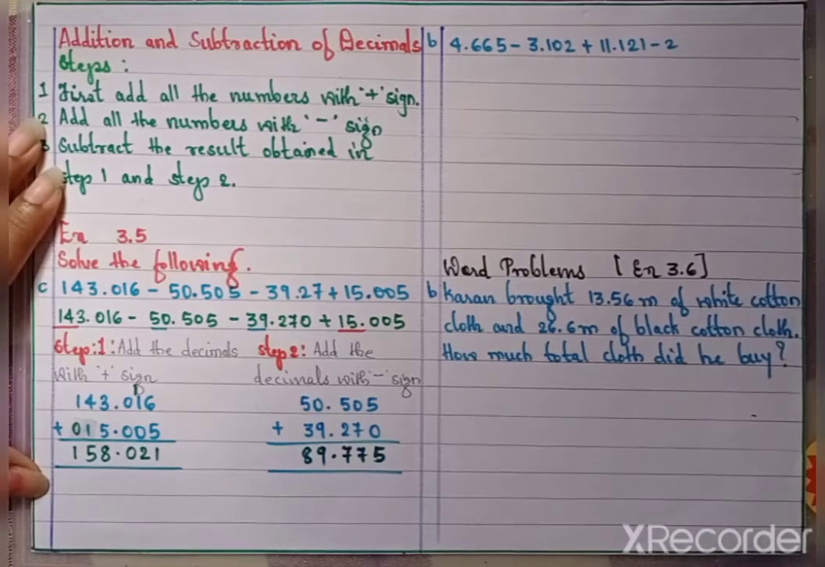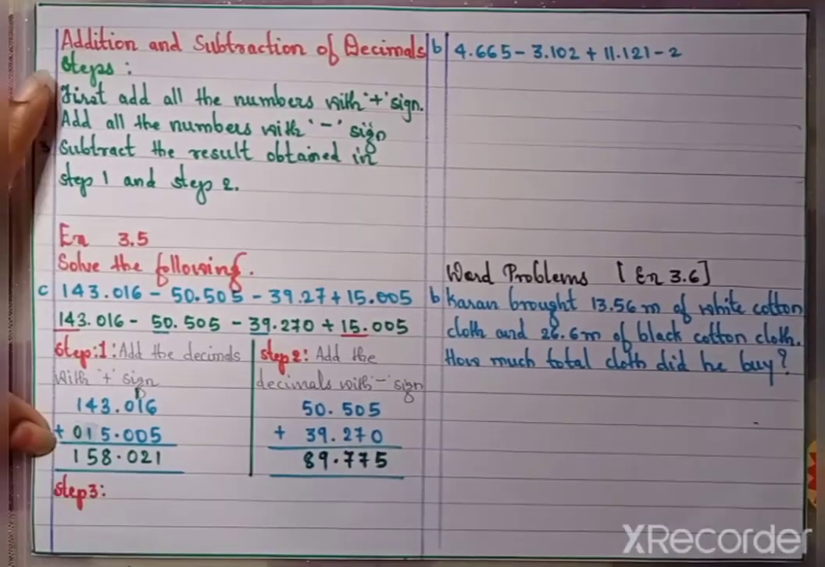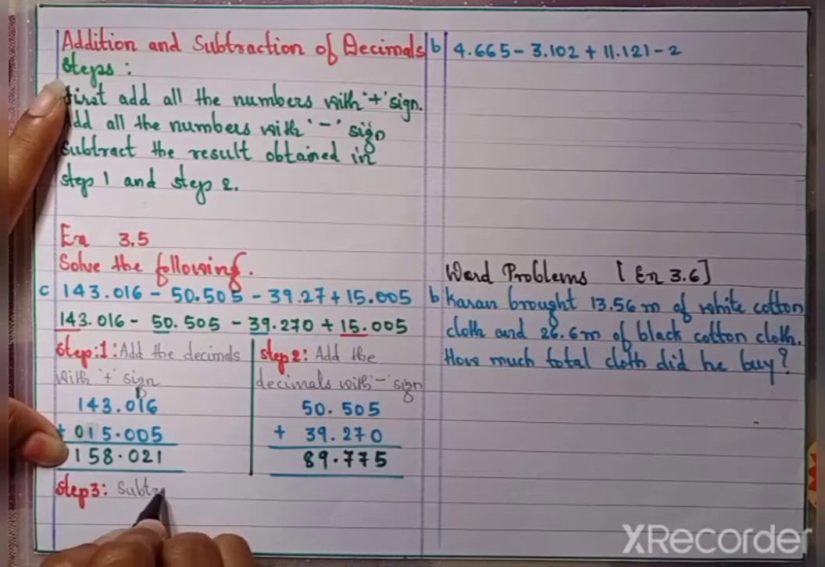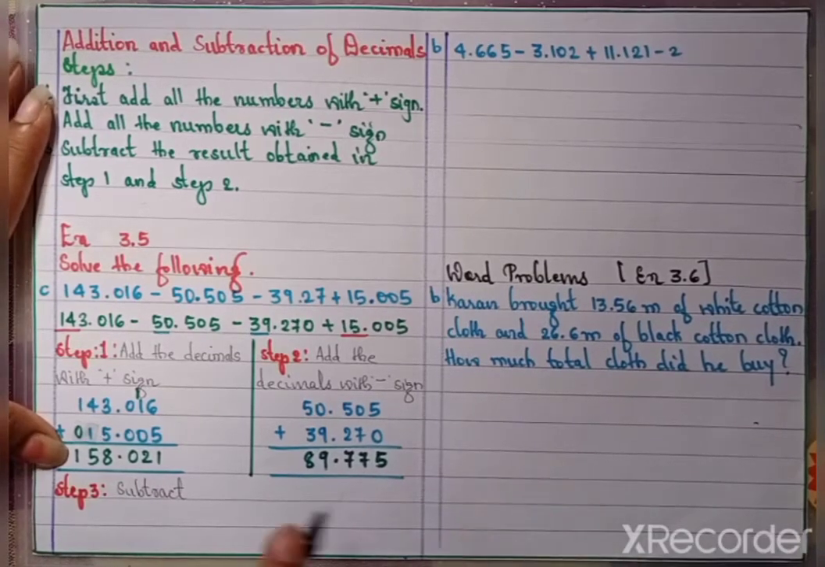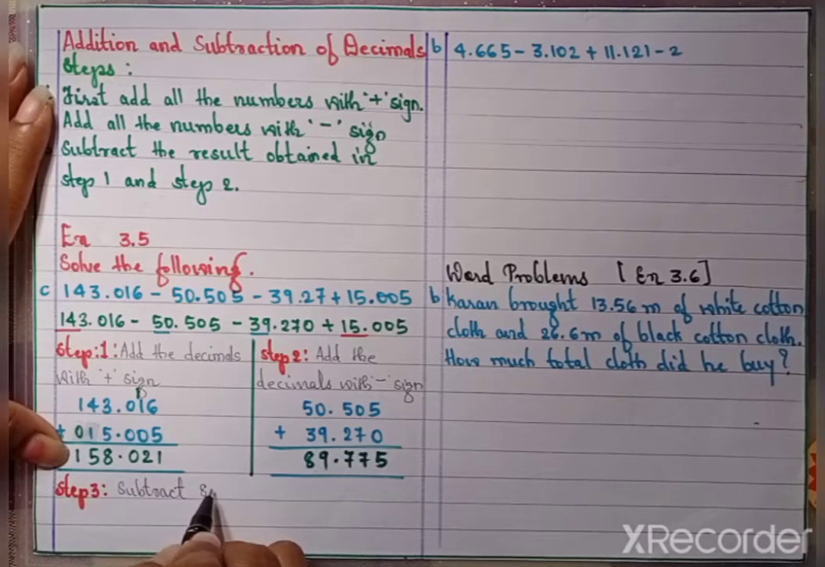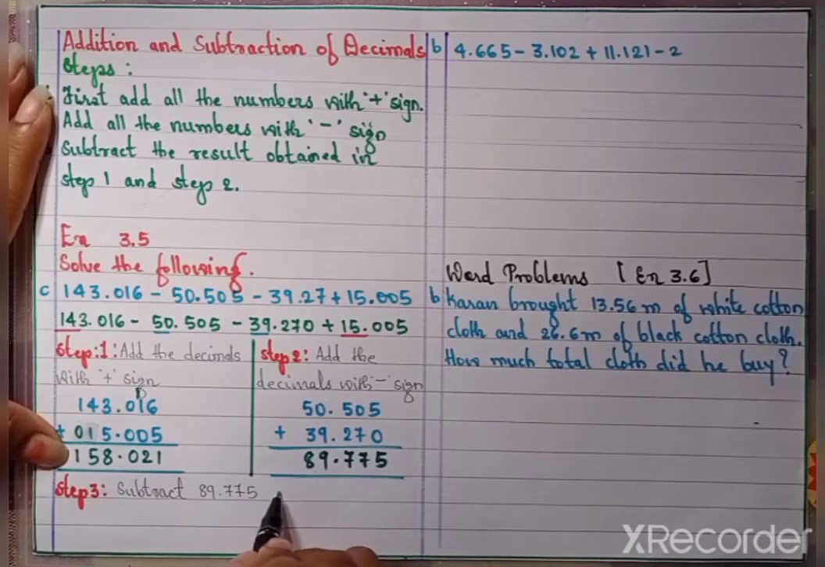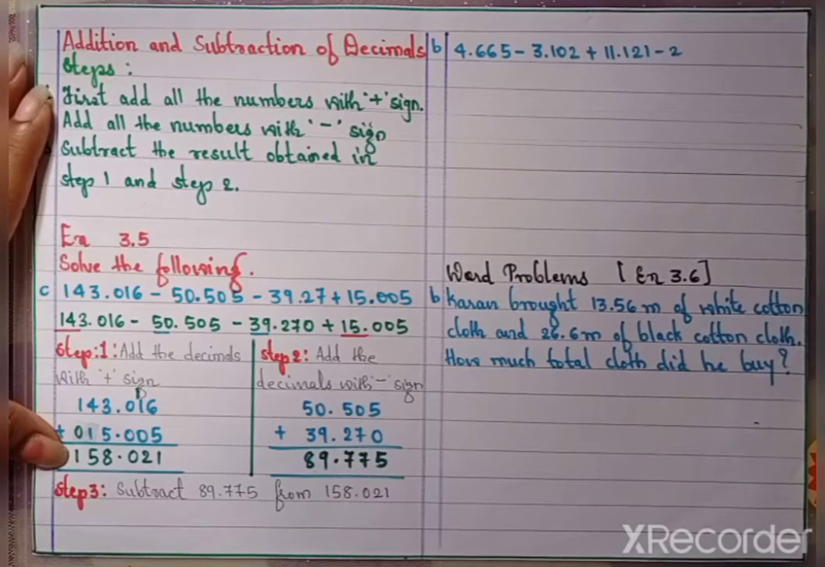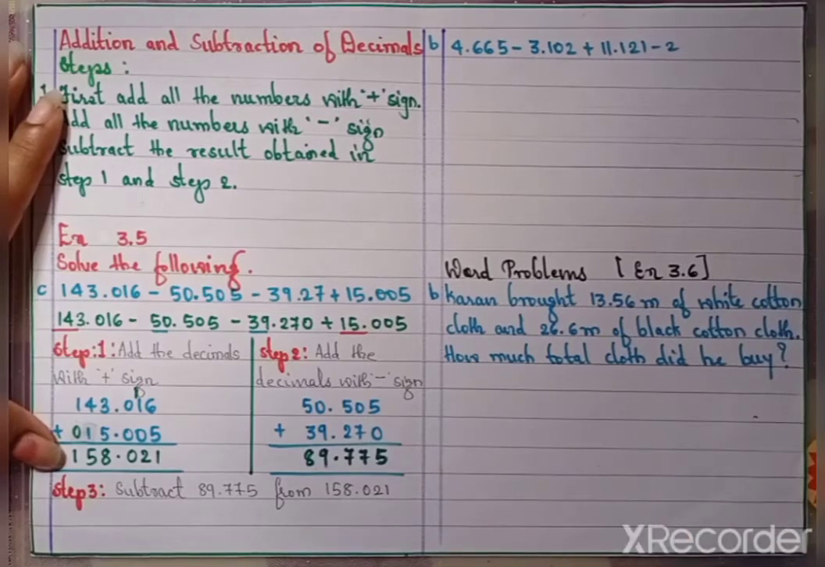Now we have to carry step 3. Step 3 is subtract. Now what we have to subtract? 89.775 from 158.021. Subtract 89.775 from 158.021. So let's do that.